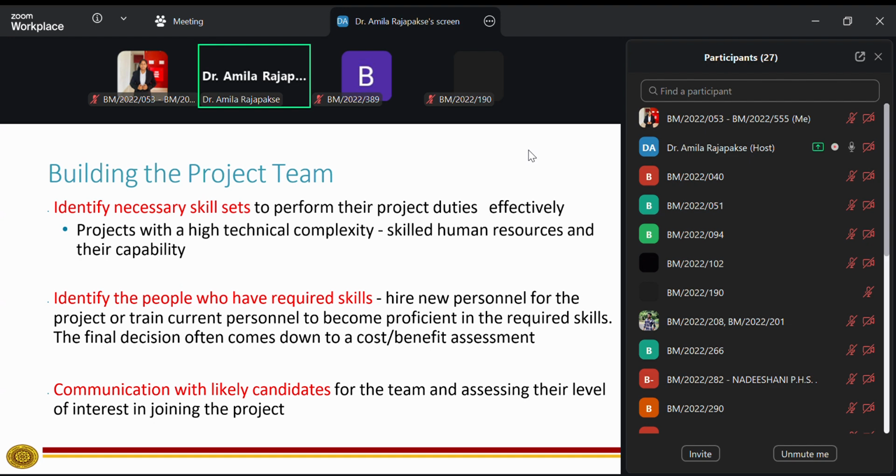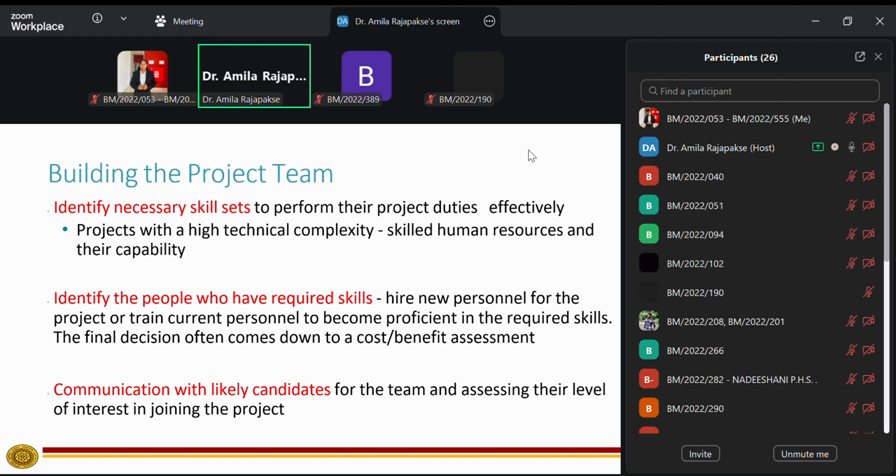Once you identify, the final decision would again be based on the cost benefit assessment. So we have to check whether it is beneficial for the company and the project to recruit from external people, or to train existing people. So again, we need to assess the cost and benefit of hiring these people in terms of skills, and then communicate with the likely candidates.